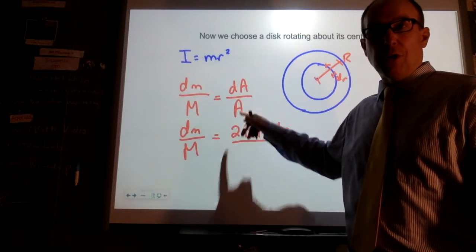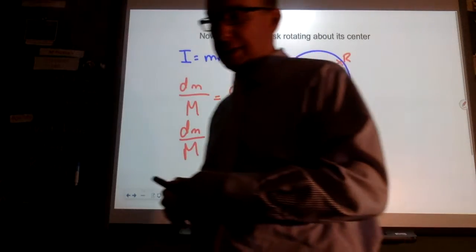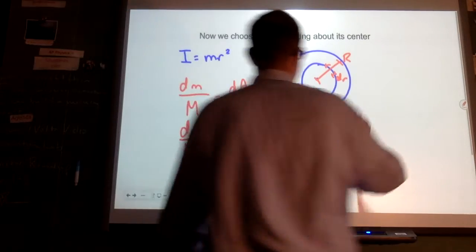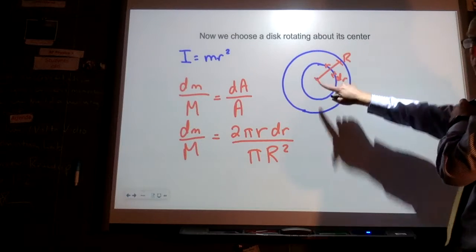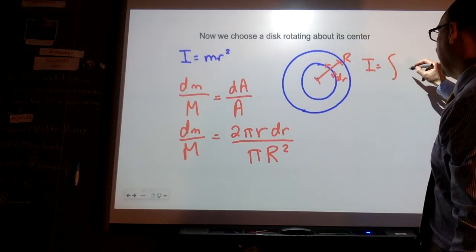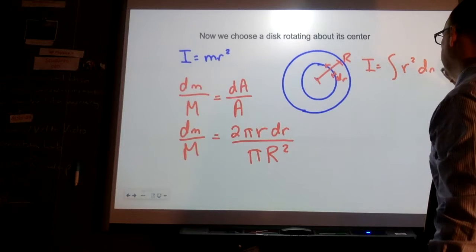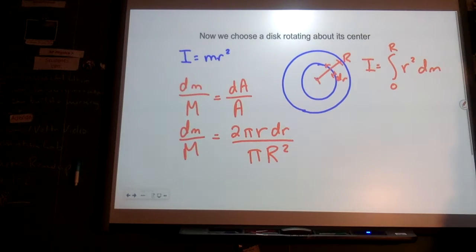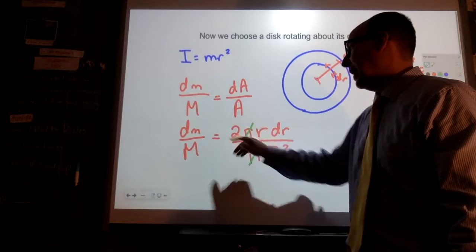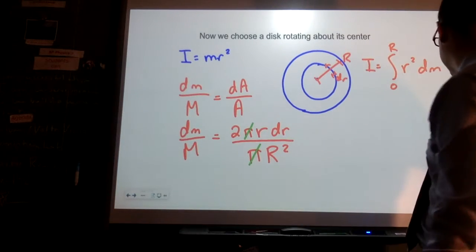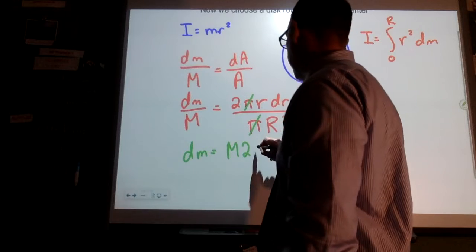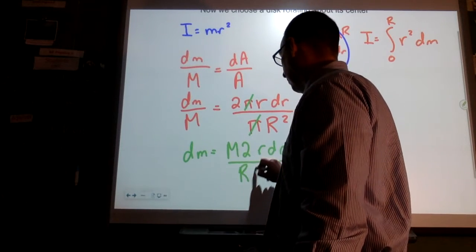And I'm going to put this over the total area of this disk. The total area of this disk is going to be pi R squared, because big R is how far out the disk goes. So we're going to integrate from 0 to R. And so I'm saying that this is the integral of r squared dm, going from 0 out to R. All right, so I can cancel stuff. Not a lot, but I can cancel out pi, and I can solve this for dm. I can say that dm is equal to M times 2r dr over R squared.